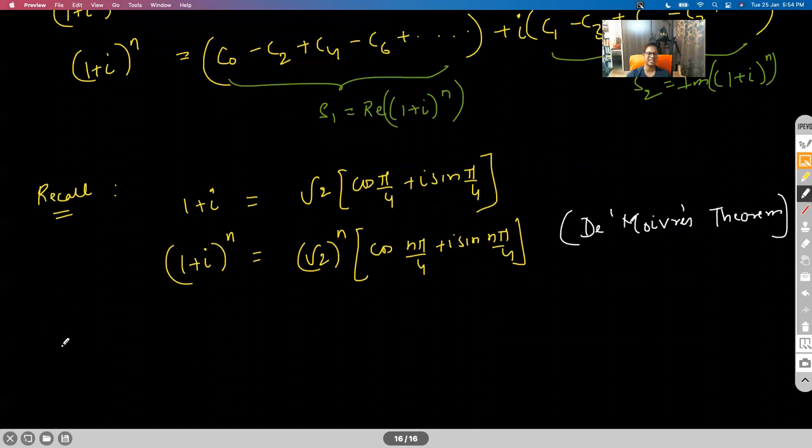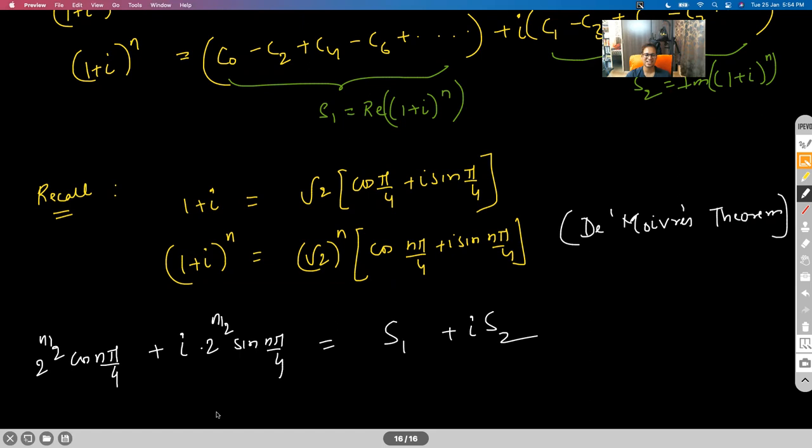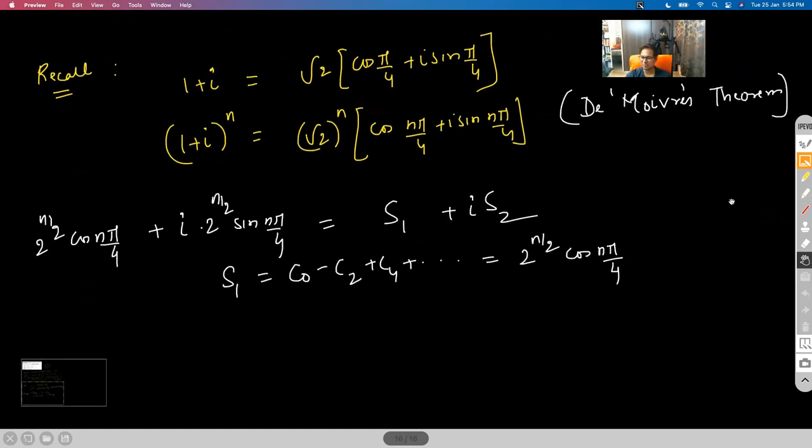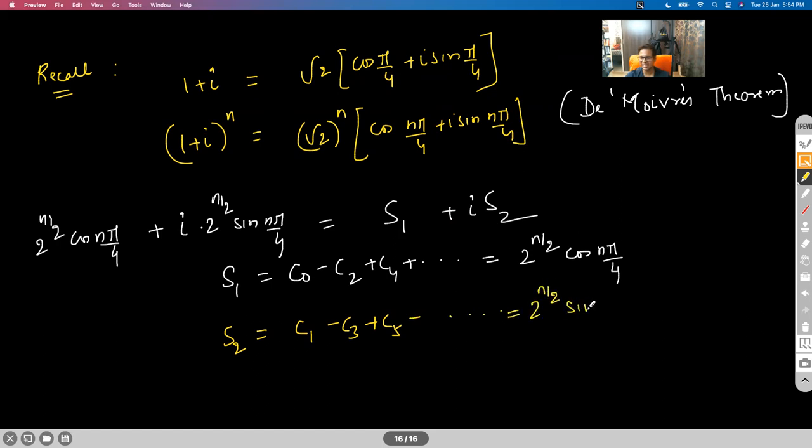In short, what I'm trying to say is that your left hand side is 2 to the power n by 2 cos n pi by 4 plus i times 2 to the power n by 2 sin n pi by 4. And that is nothing but S1 plus i S2. So your S1, that is C0 minus C2 plus C4, is nothing but 2 to the power n by 2 cos n pi by 4. Quite surprising that in the binomial coefficient sum, you are getting a trigonometric ratio, right? Yes, it is quite surprising. And if you compare your imaginary components, that is C1 minus C3 plus C5, it is going to be 2 to the power n by 2 sin n pi by 4.